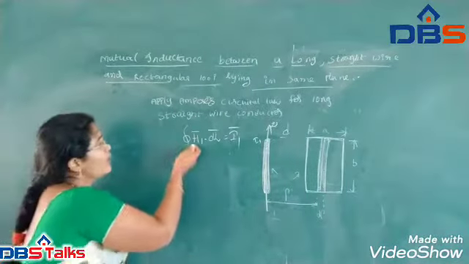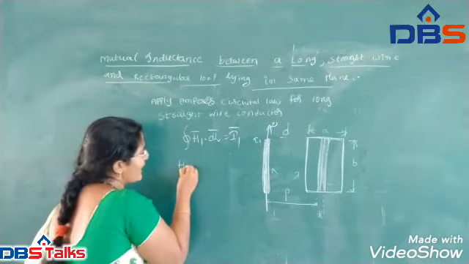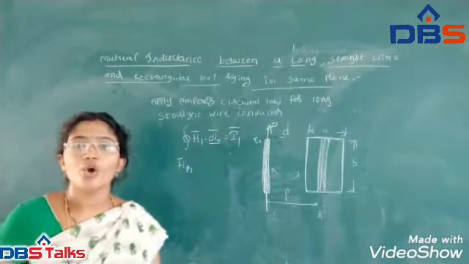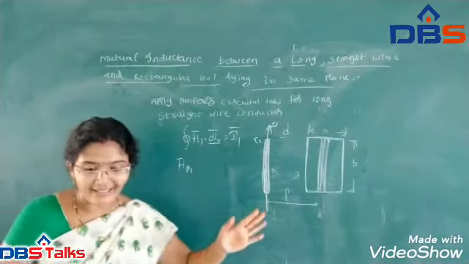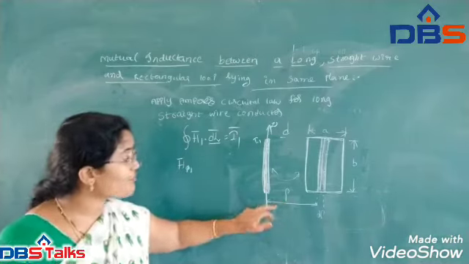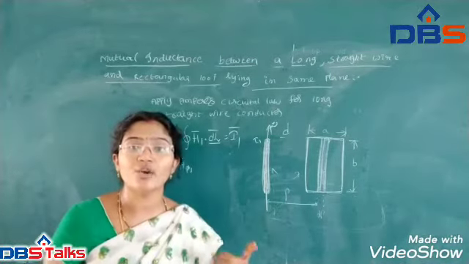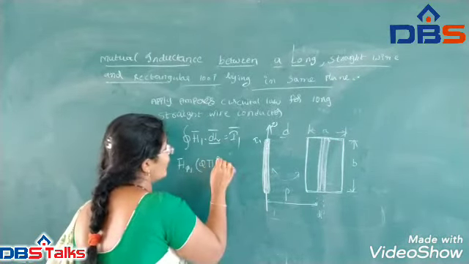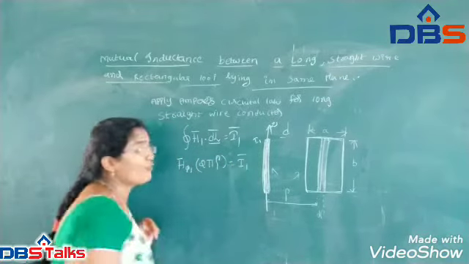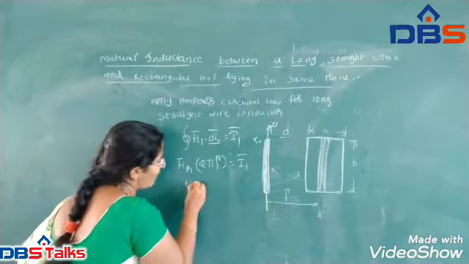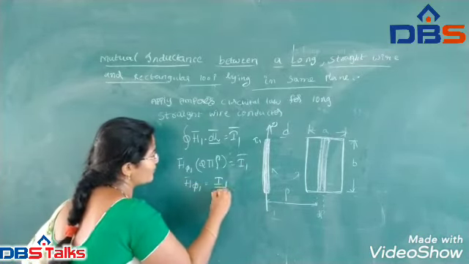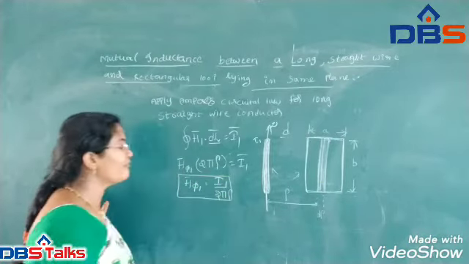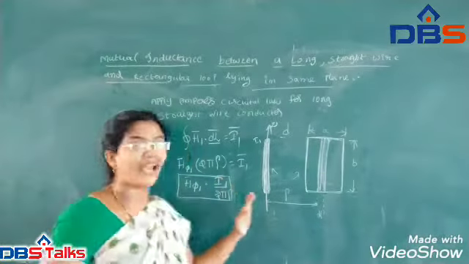Taking this integration, H phi 1 bar times dl bar, where dl bar is the differential length. For this long straight wire conductor, placed at a distance of rho, the length will be 2 pi rho. So H phi 1 times 2 pi rho is equal to I1. From this, H phi 1 is equal to I1 by 2 pi rho. This is the magnetic field intensity of a long straight wire conductor.